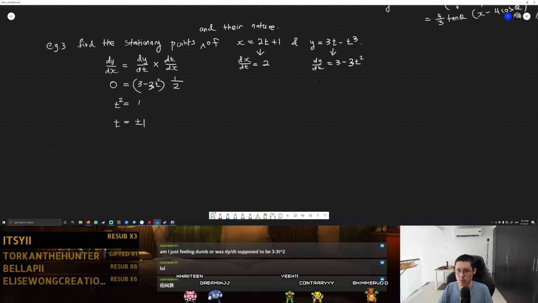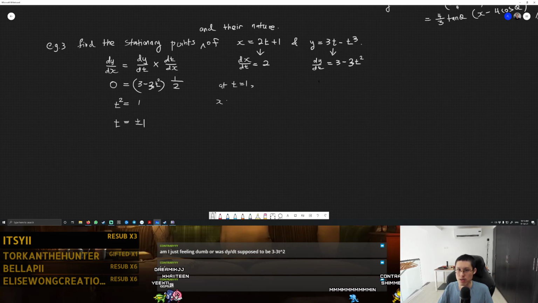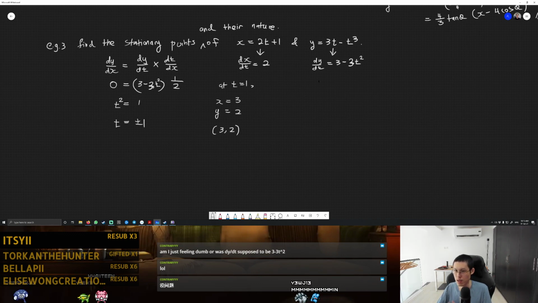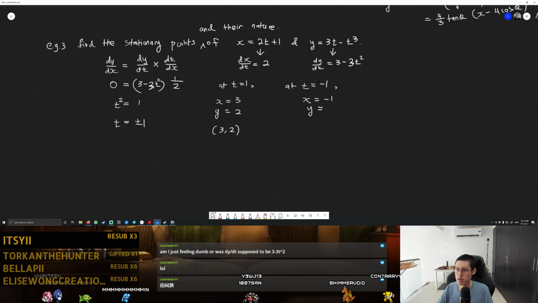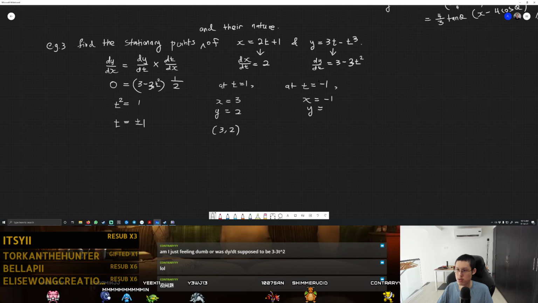Okay, so our two stationary points are at t equals 1. x is going to be 3. Cool. And then y is going to be, let's see, 2. Oh, that's a lot better. And then when t equals minus 1, x equals minus 2 plus 1, which is minus 1. And y equals, let's see, this is minus 3 plus 3, which is 2. So minus 1 and 2. There we go. Yeah, that's much better.